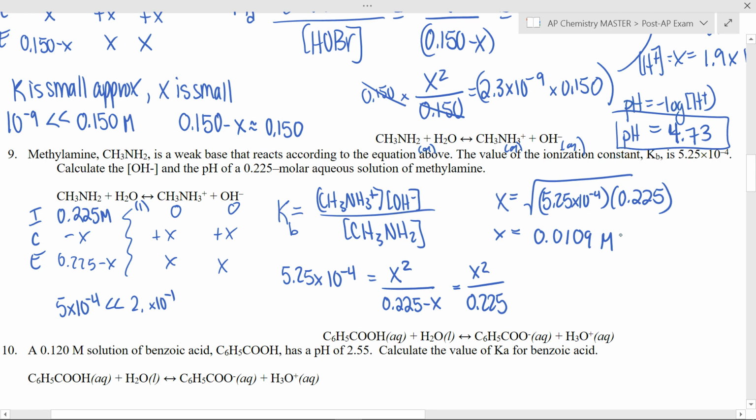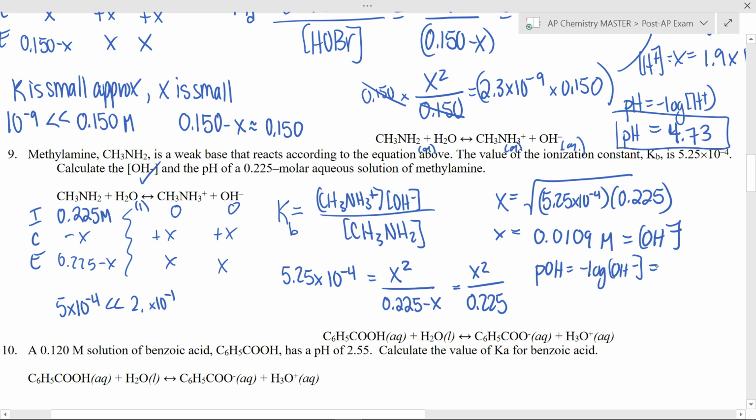And then we've got to ask ourselves, what does this represent again? So if I go back to my ICE chart, x represents my hydroxide concentration. So that's one box checked, calculate the hydroxide concentration. But to find the pH, I'm going to have to do two steps here. So first I'm going to find the pOH by doing the negative log of the hydroxide.